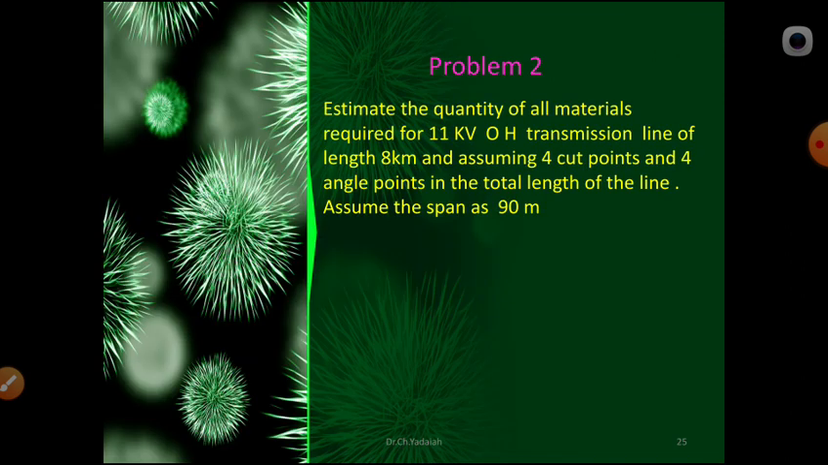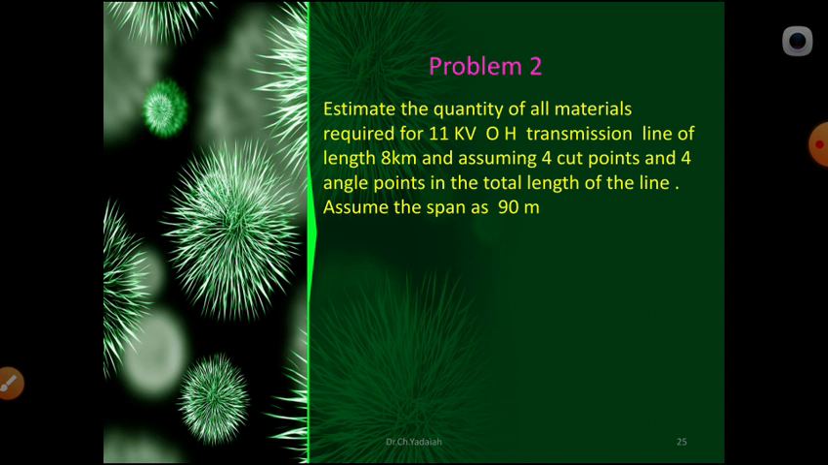Estimate the quantity of all materials required for 11 kV OH transmission lines of length 8 kilometers, and assuming 4 cut points and 4 angle points in the total length of the line. Assume the span is 90 meters. Now in this case, the span is given as 90 meters. Previous case is different. These are 8 kilometers, not 1 kilometer. Now 4 cut points means the 4 places where we can control the line whenever we require it.